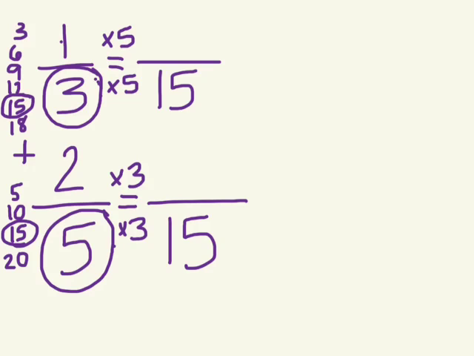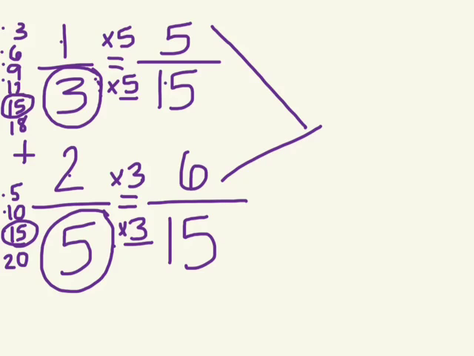The way I can find what to multiply by, this missing factor right here, is also by counting down my multiples. 1, 2, 3, 4, 5. 1, 2, 3. Now I'm going to multiply across my numerator. 1 times 5 is 5. 2 times 3 is 6. And I now can add my slices for Jose and Carlos pizza.